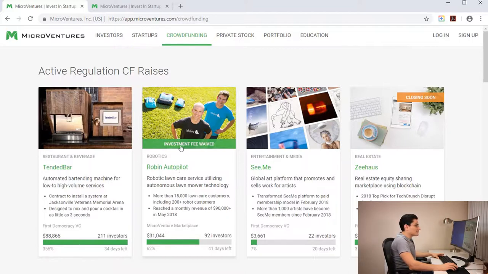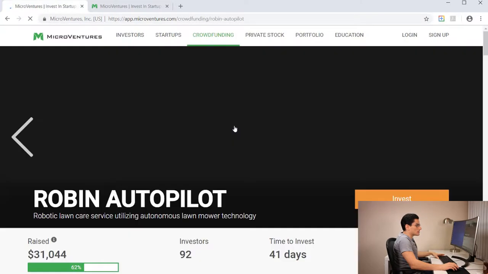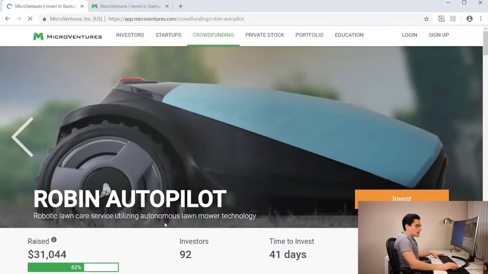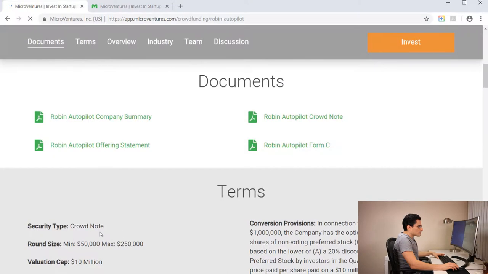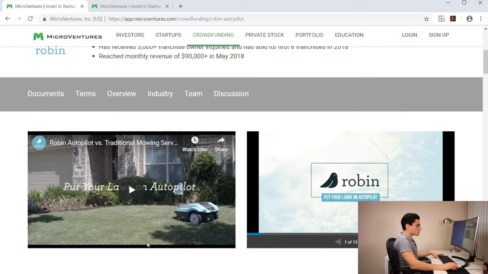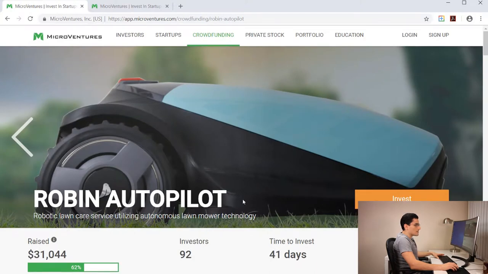So the deal here is that the investment fee is waived. So it's on the cheap. And they're raising, I don't know how much money. They raised $31,000, 62%. What are they raising? $100,000 or something along those lines. Okay, they're raising $250,000. It's called Robin Autopilot. There's a $100 minimum investment, 41 days to invest, so don't delay.